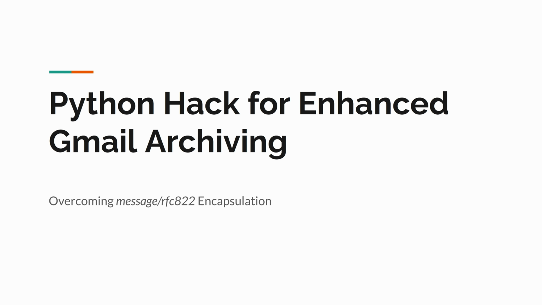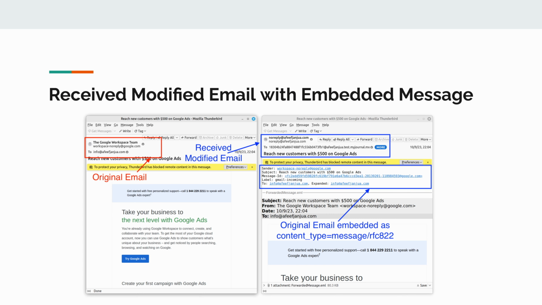Today I've got an interesting Python hack to share with you, especially if you are using Gmail in a Google Workspace environment. Here is the scenario. I have set up a third-party archiving solution for my Gmail account within the Google Workspace. The goal was simple. Whenever an email arrives in my Workspace account, I wanted a copy of it in my custom archiving system for later processing or any other tasks.